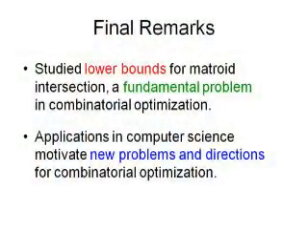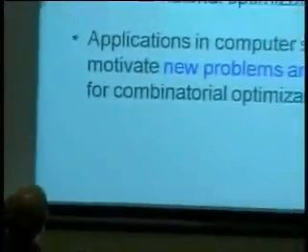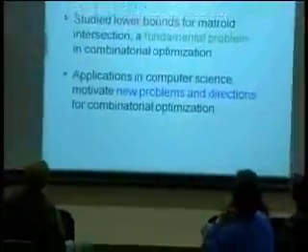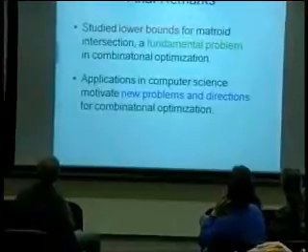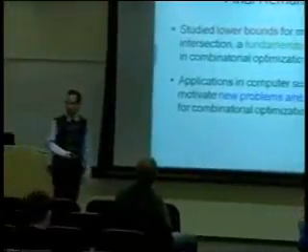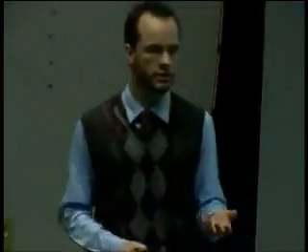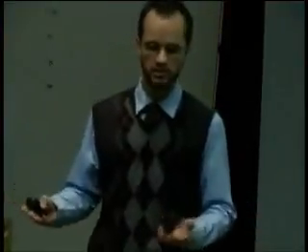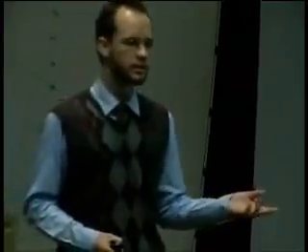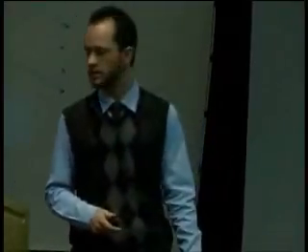Now to wrap up, let me just summarize what we talked about today. So we studied lower bounds for matroid intersection, which is, as I told you, a fundamental problem in combinatorial optimization. And to analyze it, we used tools from theoretical computer science, such as communication complexity, and tools from mathematics as well, group representations. And using those, I was able to show the first non-trivial lower bound for Welsh's question from 1976.